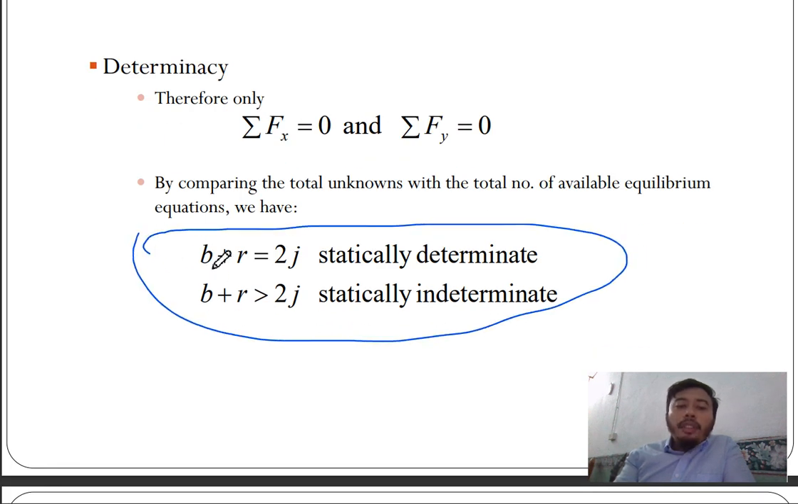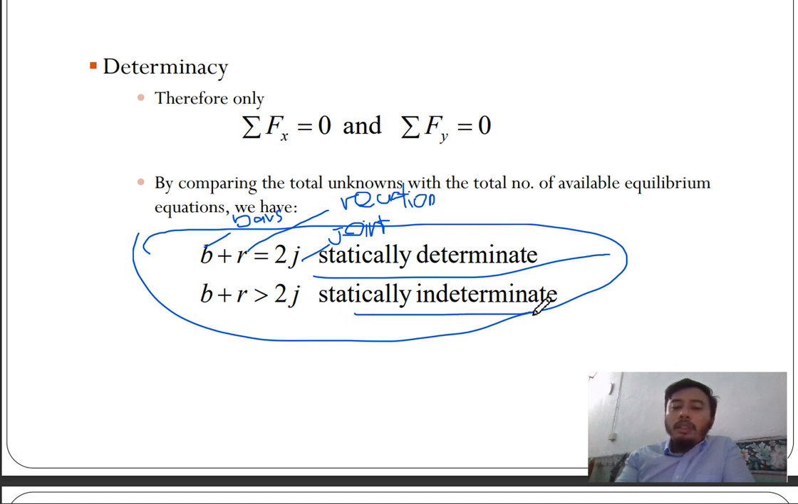B is the number of bars. B stands for bars. R stands for unknown forces, or basically reactions. And J is the number of joints you have. So if B plus R is equal to 2J, it is statically determinate. If B plus R is less than 2J, it is statically unstable. But if B plus R is more than 2J, it will be statically indeterminate. And then B plus R minus 2J would define your degree of determinacy.